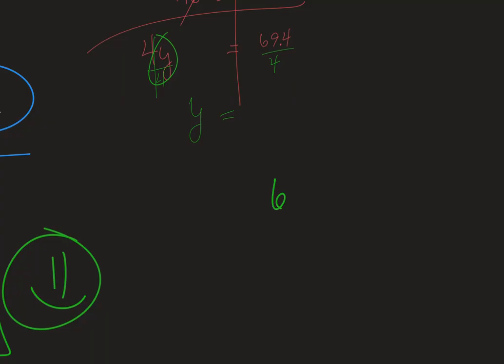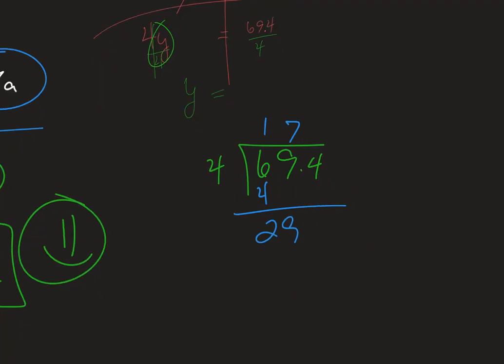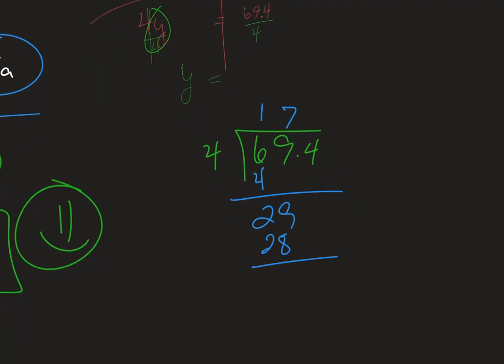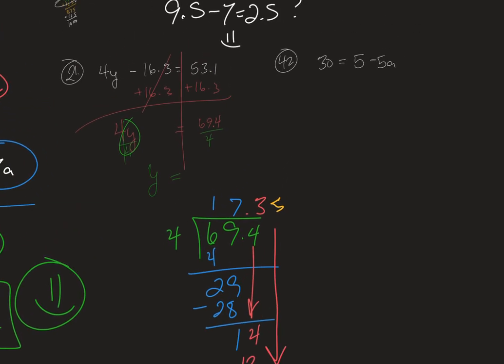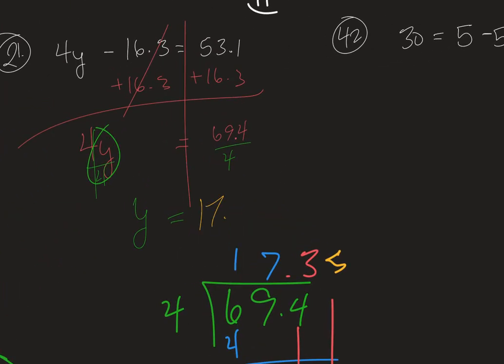69.4 divided by 4. 4 goes there. That's 1. 4 times 7 is 28. That's a 1. Bring down the 4. That's a 3. 12. That's a 2. Bring down another 0. And that's a 5. 17.35. y equals 17.35.